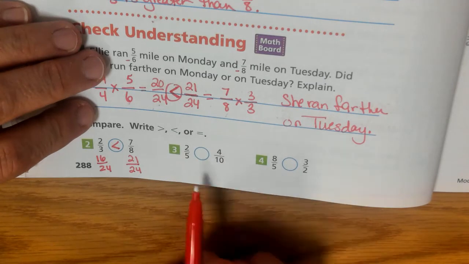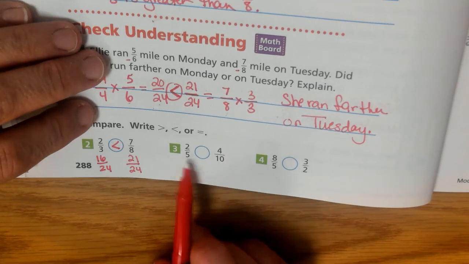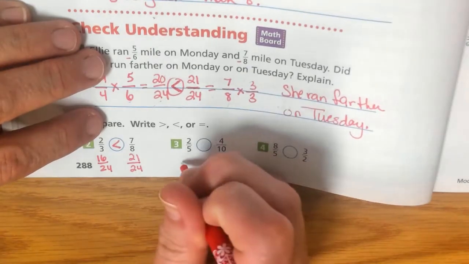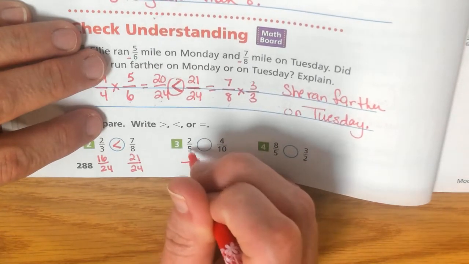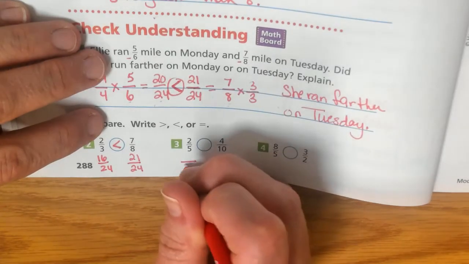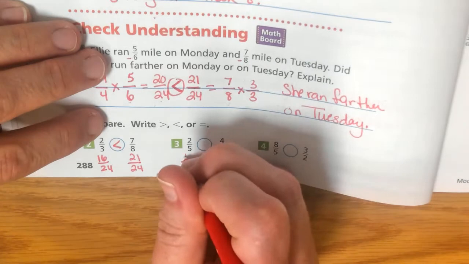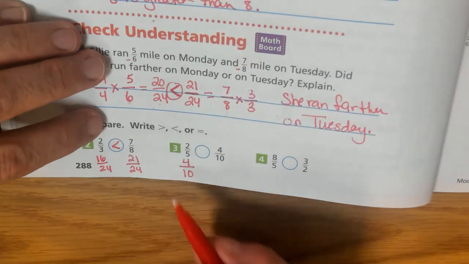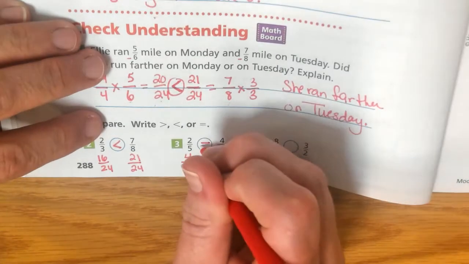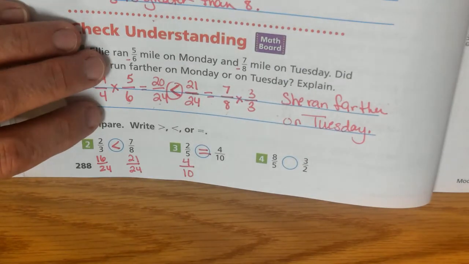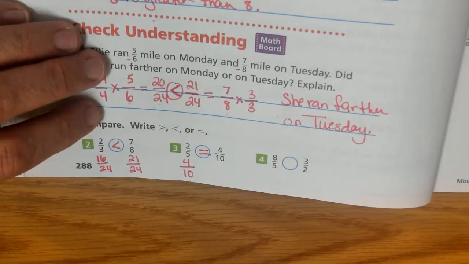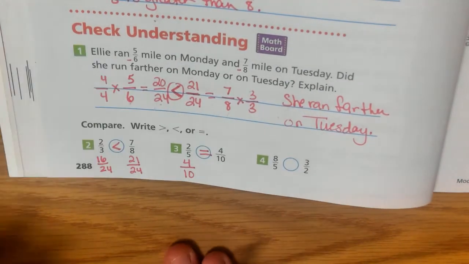2/5, 4/10. Ooh, this one I like because I've got 5 and a 10. So all I'm going to have to do is do some work to the 2/5. So 5 times 2 is 10. 2 times 2 is 4. Oh, look at those two. 4/10 is equal to 4/10. So that tells me that 2/5 is an equivalent fraction to 4/10.